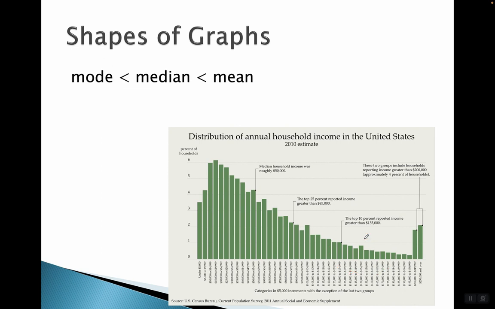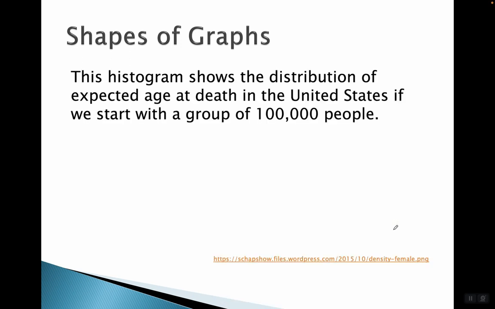In this case, the mode is going to be less than the median, which is less than the mean. The mode is over here. The median, because there's so much tail over here, is going to be more over here. And then the mean is going to be more over here, because the mean is affected by these extreme values over here. It's sensitive to outliers.